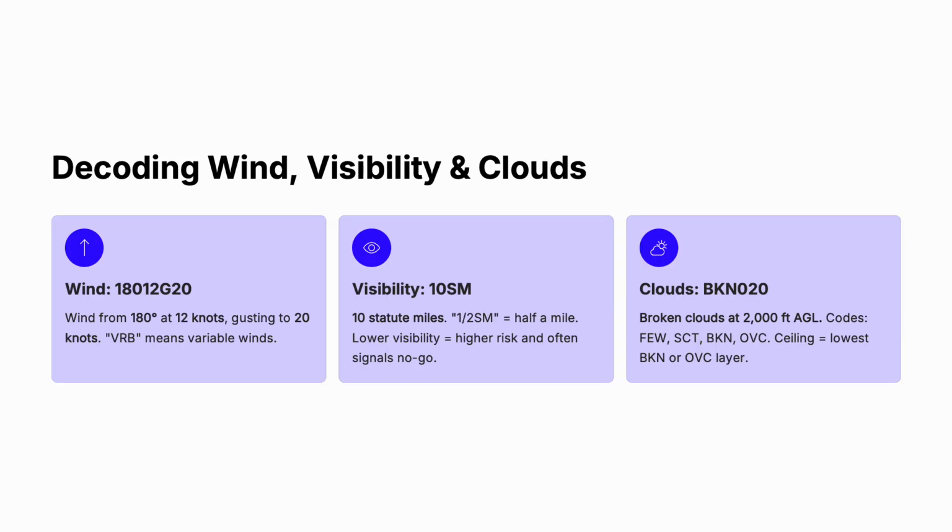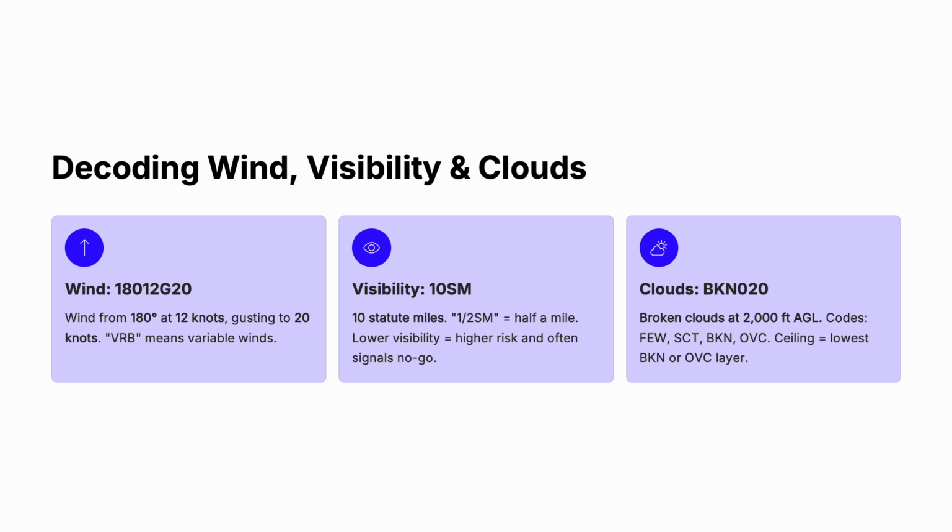Let's decode 3 of the most commonly tested fields using real world examples. First, wind. 180-12 G20 means wind from 180 degrees at 12 knots, gusting to 20 knots. And if you ever see VRB instead of a direction, that means variable winds. Next, visibility. 10 SM simply means 10 statute miles. If you see something like 1/2 SM, that's half a mile. And remember, lower visibility means higher risk, and it often signals a no-go situation.